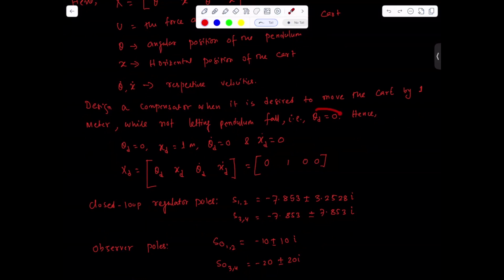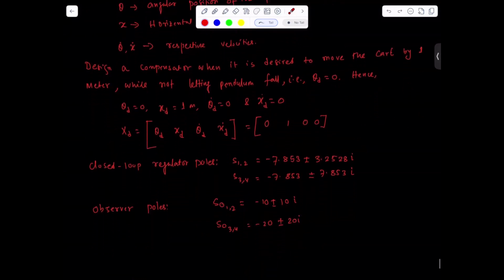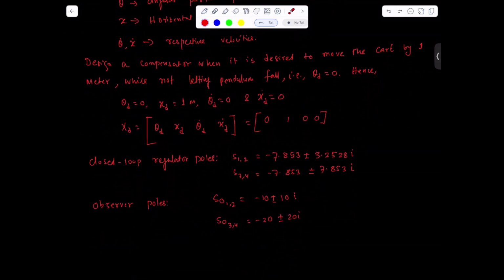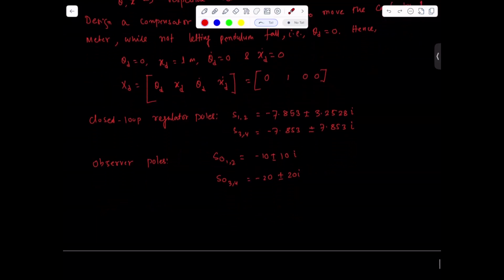So it means theta desired is 0. In this objective, we can write theta d equal to 0, x desired equal to 1 meter, theta desired dot 0, and x desired dot equal to 0. So this is the desired state vector. This is basically a tracking problem, because x is not 0.